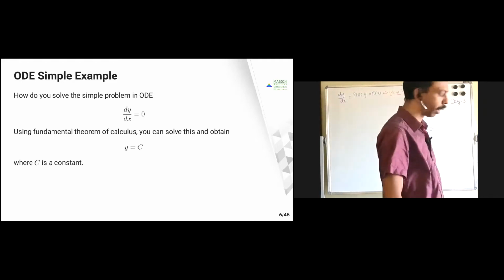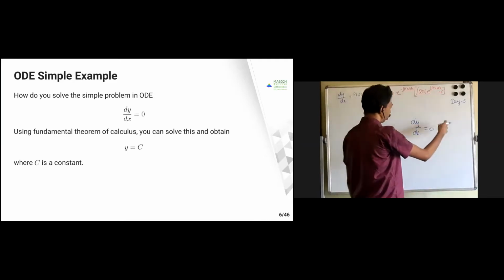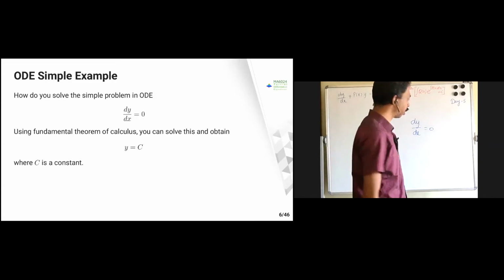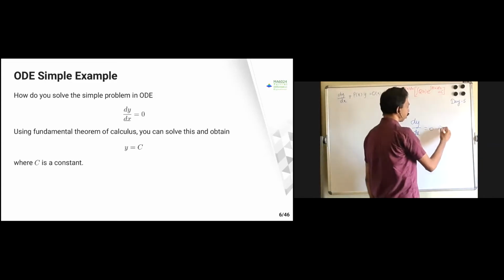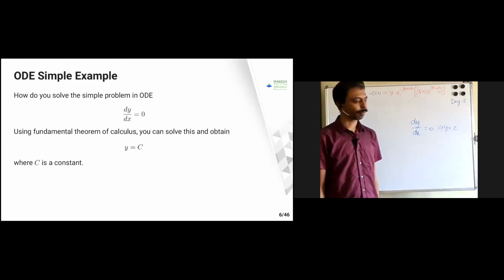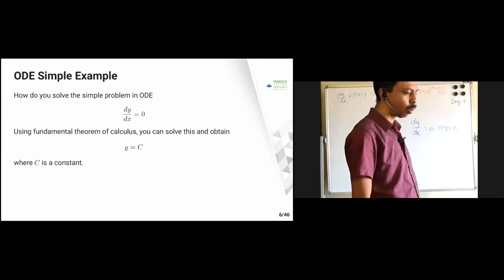Assume that all the conditions, like the domain, etc., are satisfied. What is the solution of this? The solution is y equal to constant. Okay, y equal to c is a constant. So this is a simple ODE example.